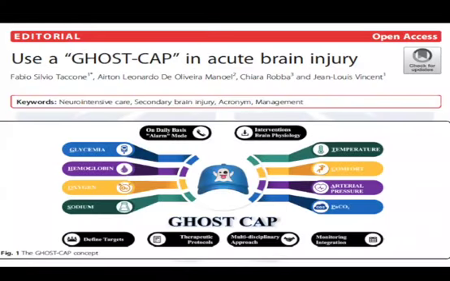First of all, what we have to do is to do a good general intensive care. This is the GHOST CAP. It's an acronym that we created with Professor Taccone from Brussels. It just says that if you remember to treat glycemia, hemoglobin, oxygen, sodium, temperature, to comfort the patient, arterial blood pressure and PaCO2, you've already done 80% of your work for brain-injured patients.